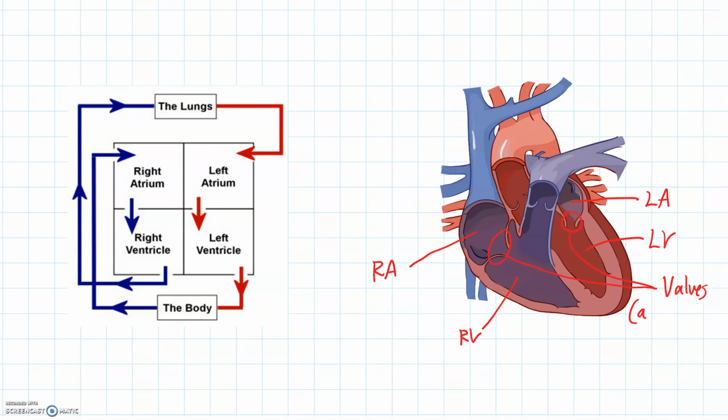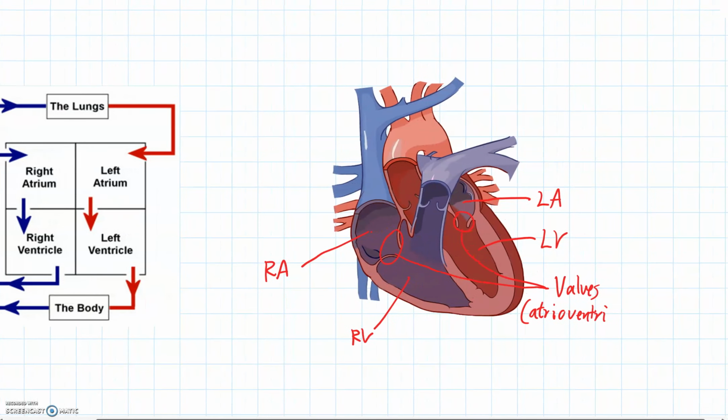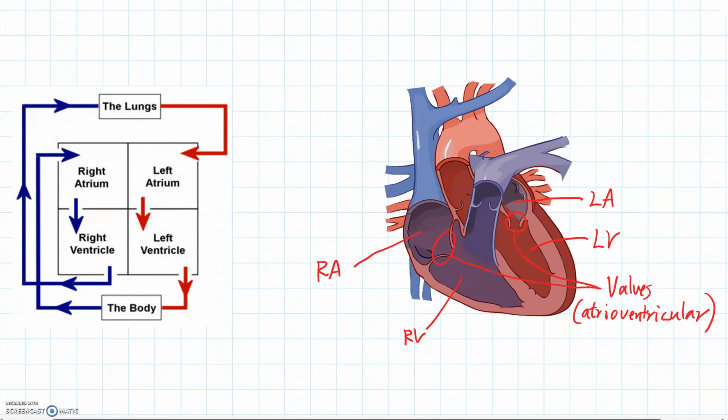Technically, they're called the atrioventricular valves, because they join the atrium and the ventricles together. And then we have all the different tubes leading off the heart. And these are just arteries and veins, which we've learnt about before. So remember, arteries take blood away from the heart, and veins take blood into the heart.